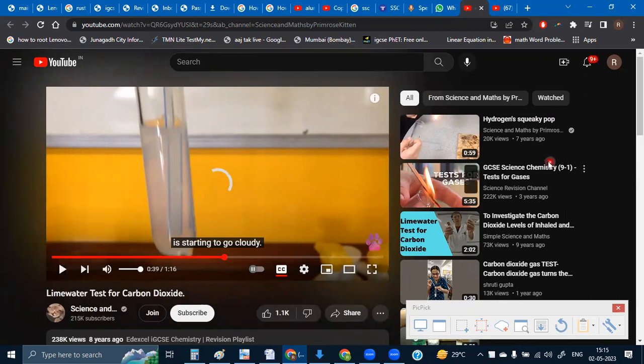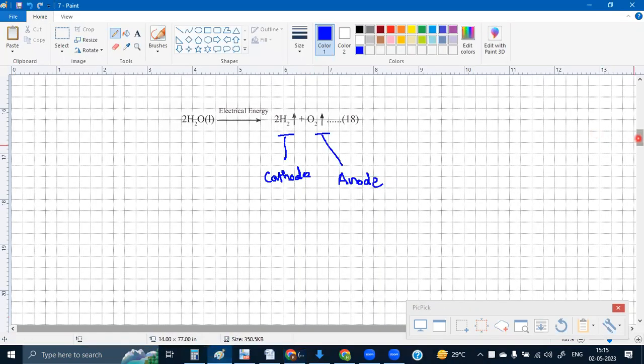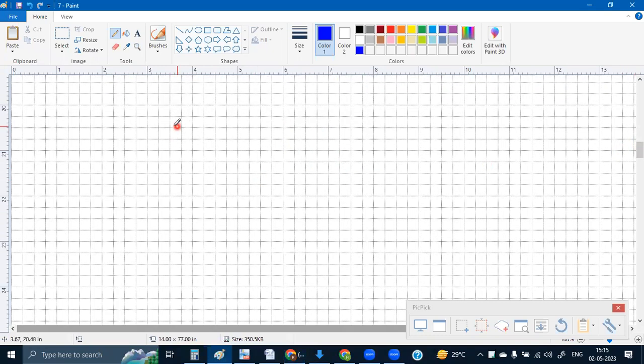I'll also give you the reaction for that. You can write that reaction down. Calcium hydroxide, Ca(OH)2, this is lime water, plus carbon dioxide gives CaCO3 plus H2O. Because of this calcium carbonate, the appearance becomes milky or cloudy.